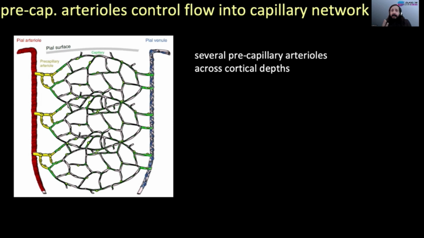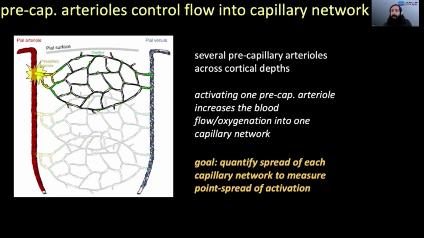So the idea is that if we activate them one at a time to increase the blood flow and oxygenation into the downstream capillary network that they feed, then quantify the spread of the response across depths to measure the point spread function of the activation. Now, the extent to which multiple activated pre-capillary arterioles result in overlapping blood oxygenation responses will introduce ambiguity when trying to relate the measured BOLD signal back to the activated cortical layer or layers.